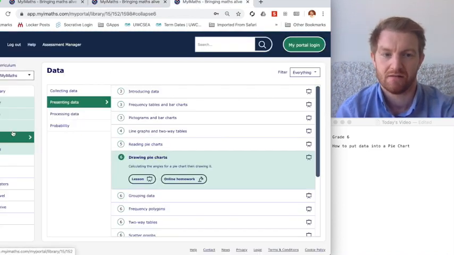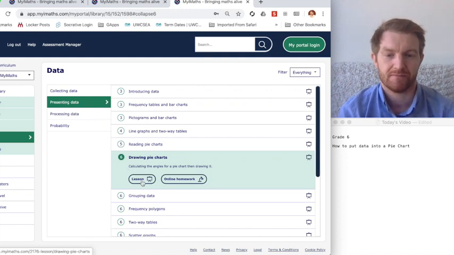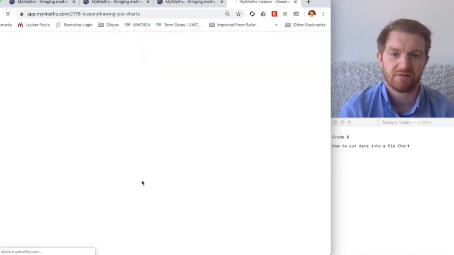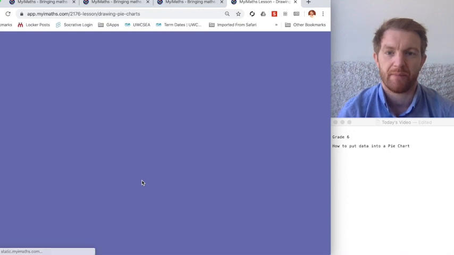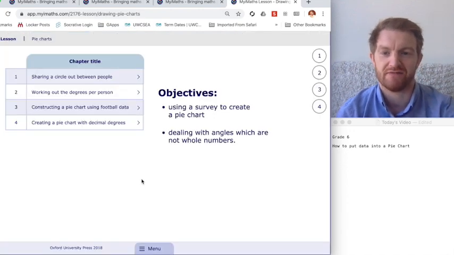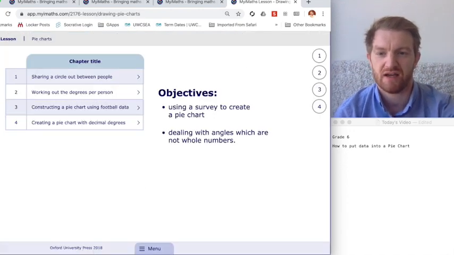Data, presenting data, and then you go to the lesson. When you click on the lesson, it opens up a new tab like so, and you can see that there is a nice walkthrough here, which I'm just going to quickly show you about how to use your protractor effectively. The numbers on the side show you how to do this.